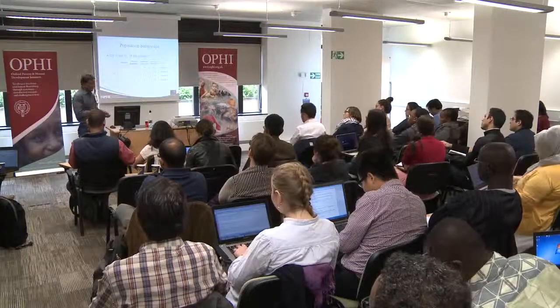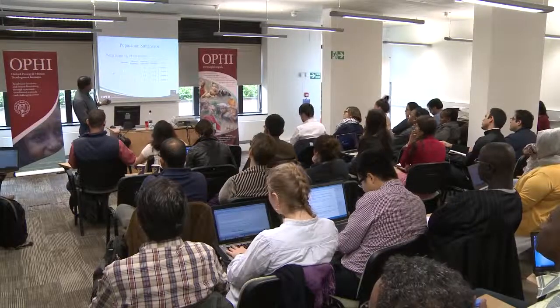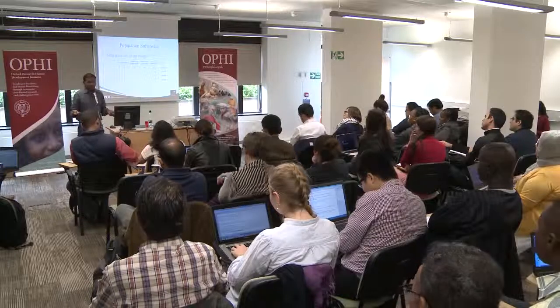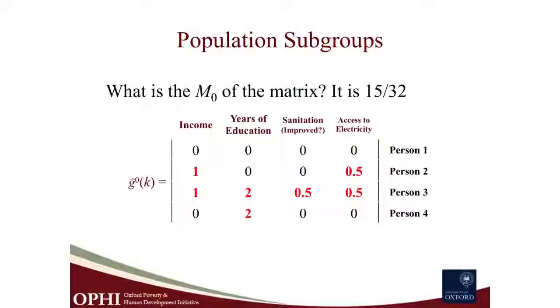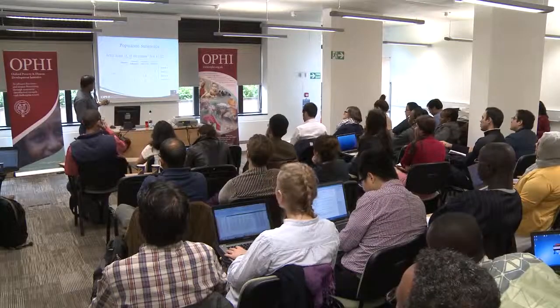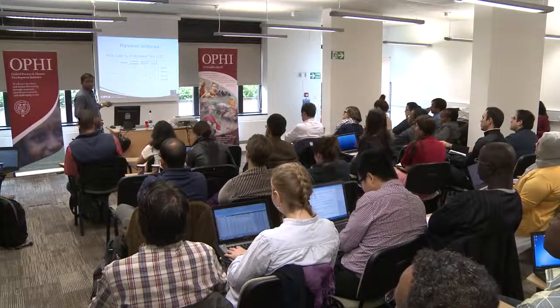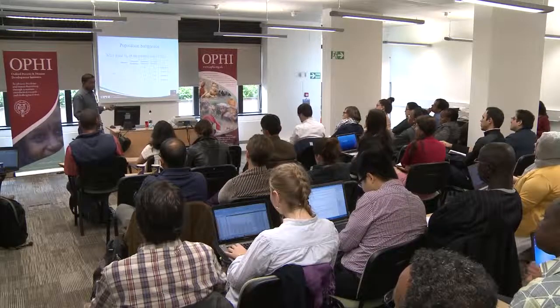So the idea is that to compute M0, you just take the summation of all the elements and divide by the number of elements. That means it's the average of all elements inside the matrix, right? So it's actually 15 over 32. If you sum them up, you will get 7.5 divided by 16. If you sum everything, 1 plus 1, 2, 4, 6, 7 and 7.5, 7.5 divided by 16, which is equal to 15 over 32. Very well.